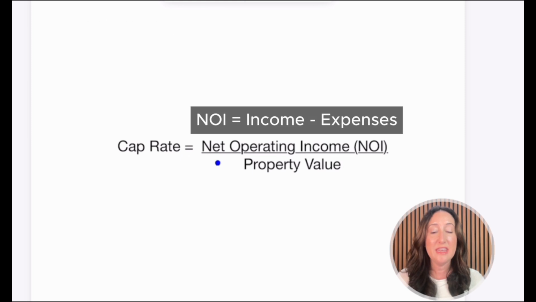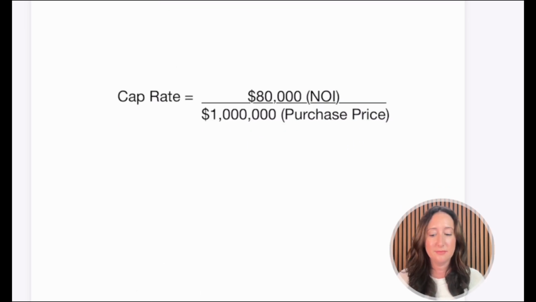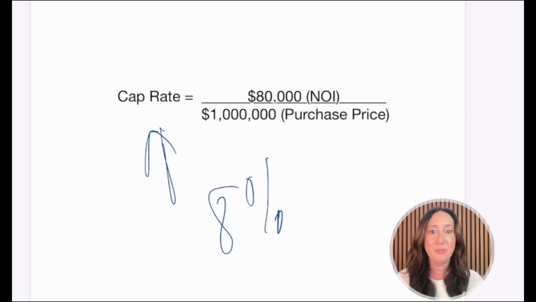Cap rate equals net operating income, income minus expenses, divided by the property's value. So let's give a quick example. Let's say you have an $80,000 net operating income, and the purchase price is $1 million. That means that the cap rate is $80,000 divided by $1 million. So that means a cap rate here is 8%. Again, net operating income divided by price is 8%.